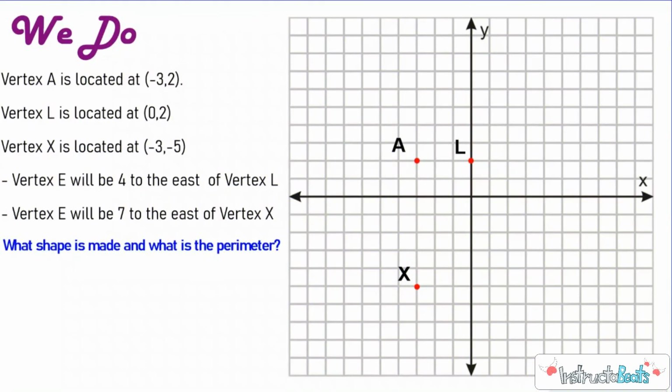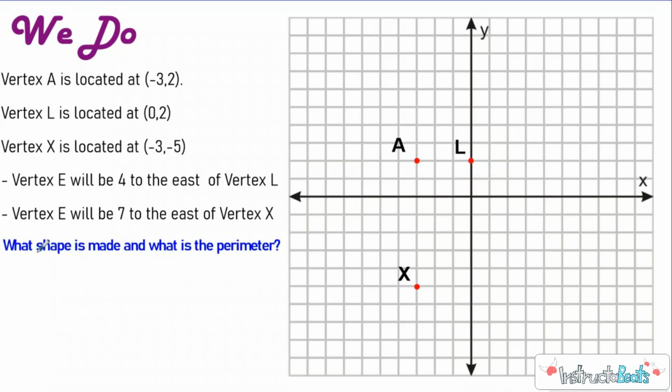All right, let's take a look at a we do problem now. So this one should be in your notes. If you don't have the notes, you can check out the link in the description of the video. I have vertex A, which is at negative 3, 2, vertex L at 0, 2, vertex X at negative 3, 5, and then they gave me two different directions to find my two missing vertices.